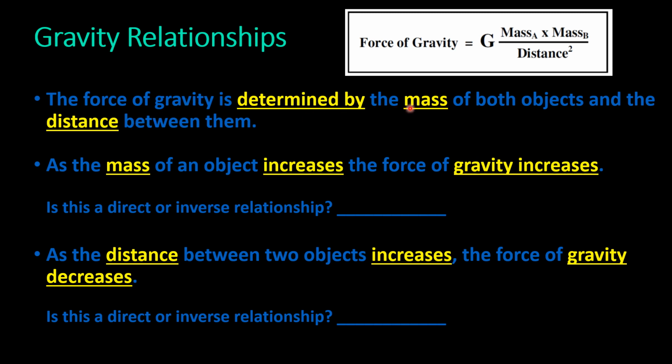So the mass of both objects and the distance between them. And these are relatively easy things for us to measure in space, which means that gravity is a calculation that's pretty easy for us to actually do. So as the mass of an object increases, the force of gravity increases.